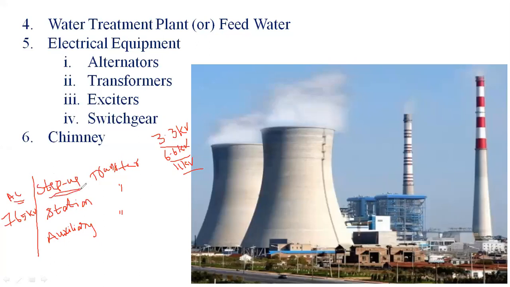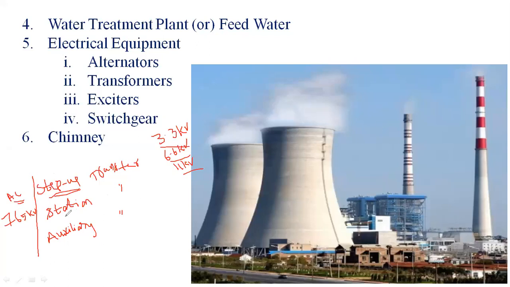This is the function of the step-up transformer. The step-up transformer is used only in the generating station. In all the remaining places, step-down transformers are used. Another name for the step-up transformer is the power transformer. It is used only in the generating station, and everywhere else step-down transformers are used.